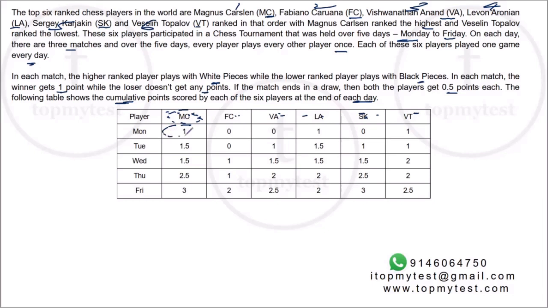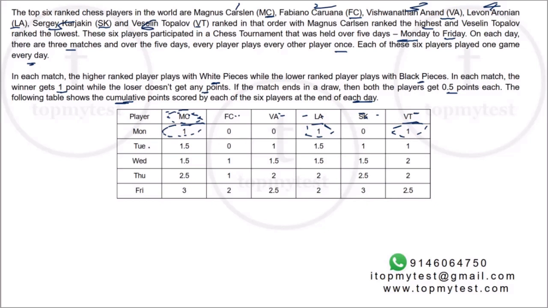So MC has 1, LA has 1, VT has 1. Right, which means these 3 players won their match. 3 matches, 3 winners, we already know. The remaining 3 lost their match. Now MC might play against FC or VA or SK. LA might play against one of these 3, and VT will play against one of the last remaining players.